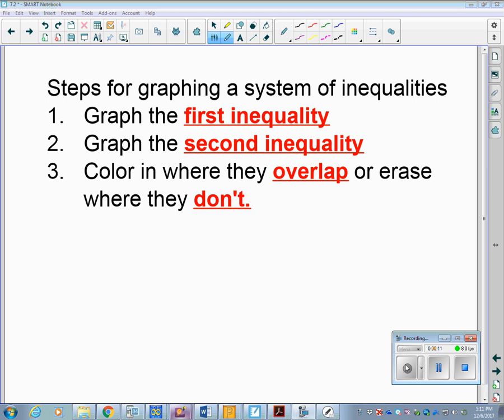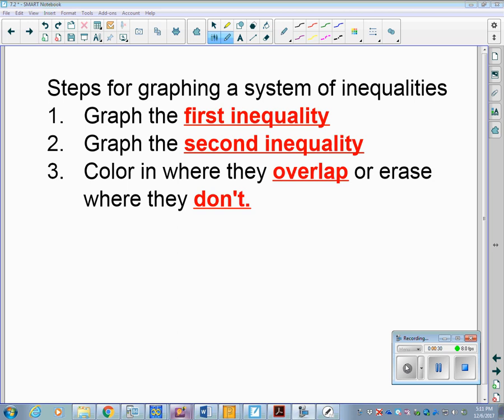Here are the steps for graphing a system of inequalities. Step 1, graph the first inequality. Step 2, graph the second inequality. Step 3, you want to color in or shade darker where they overlap or erase where they don't.